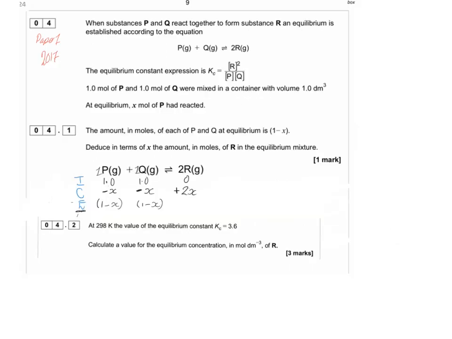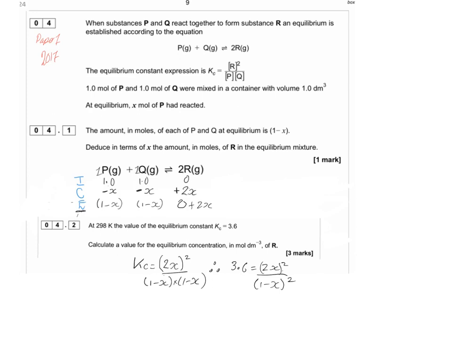Next part of the question, for 3 marks, you are asked to now calculate a value in moles per dm cubed for the concentration of R. So what we were to do was to now substitute in our values into the expression for Kc, which had already been given to us. So having substituted in our values, the concentration of R squared divided by the concentration of P times the concentration of Q. We are this time given the value for Kc, which is 3.6.